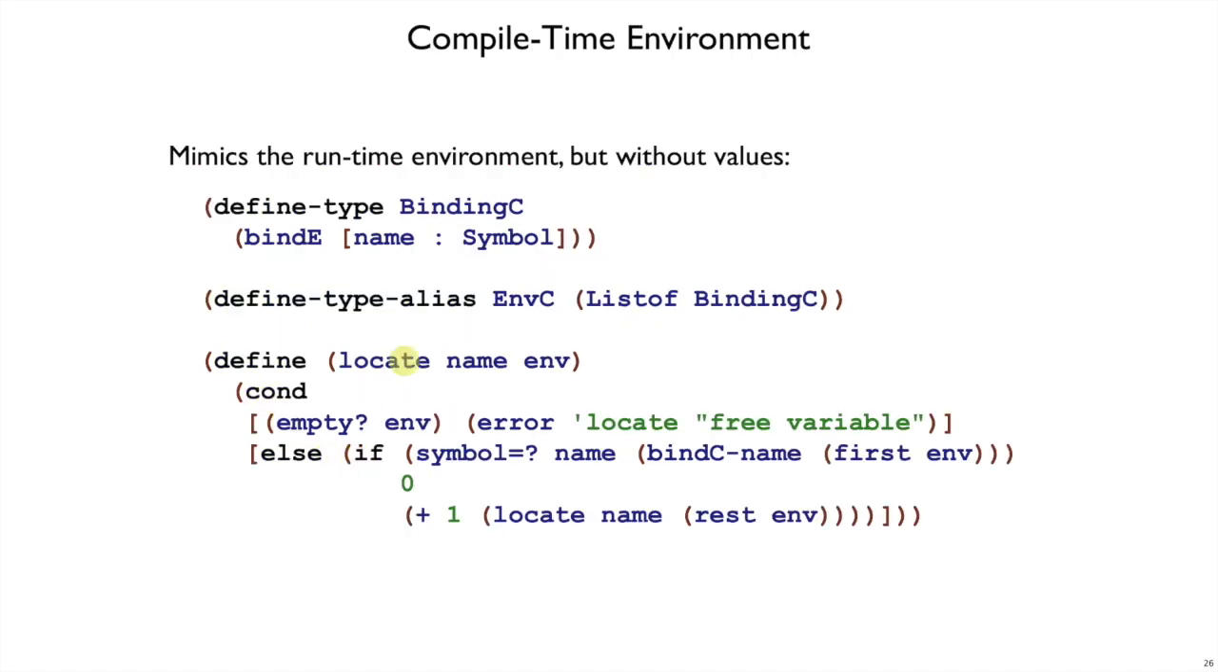The helper function locate is going to use compile time environments, which is just a list of binding-c. And a binding-c is like a binding, but it has only a name inside of it, not a name and value. And locate's job, if it gets a name in an empty environment, then that's a free variable. Otherwise, if the name is the first thing in the list, then we know at runtime it'll be the first thing in the environment as well. Otherwise, we look in the rest of the environment and add 1 to it.